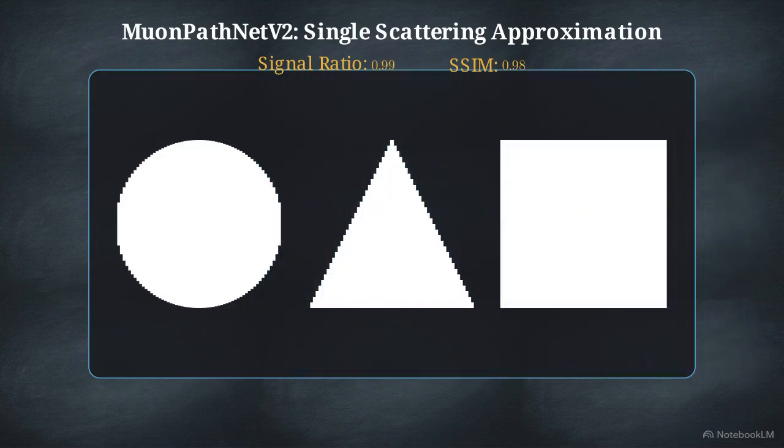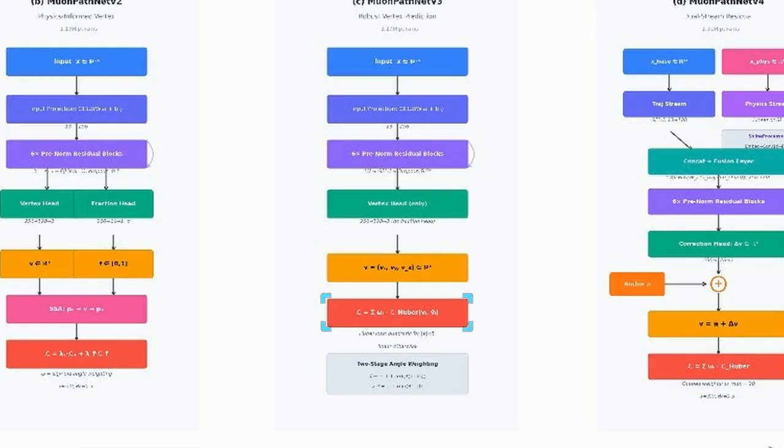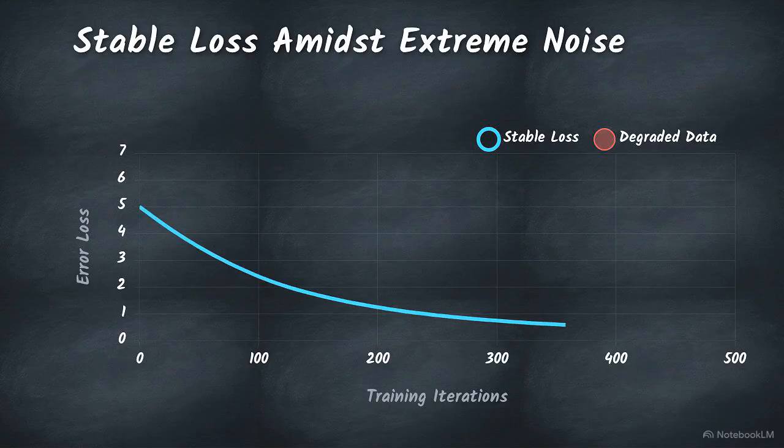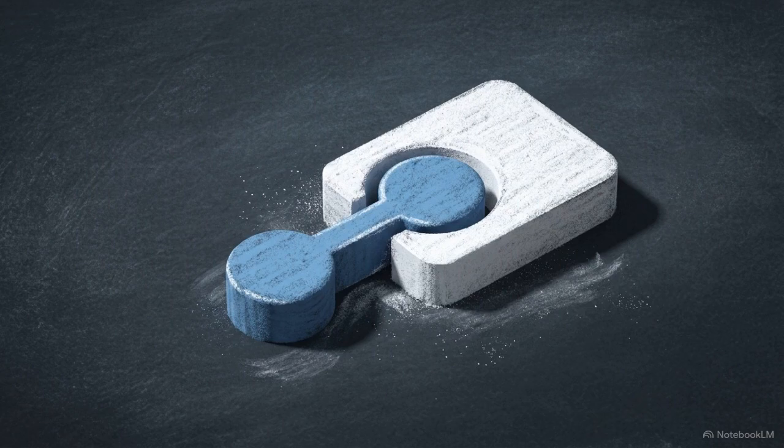reconstructed material. But muon datasets often contain catastrophic outliers, muons that scatter multiple times or encounter detector noise, which can destabilize training. Model V3 addresses this by removing the fraction head and switching to a Huber robust loss. It also implements a 2-stage angle weighting system capped at 20x, preventing extreme outliers from generating massive weights and severe overfitting. This robust loss formulation allows the network to maintain stable gradient dynamics even when the input data is severely degraded.